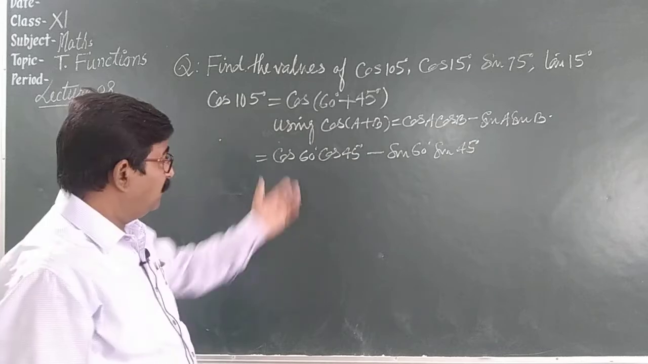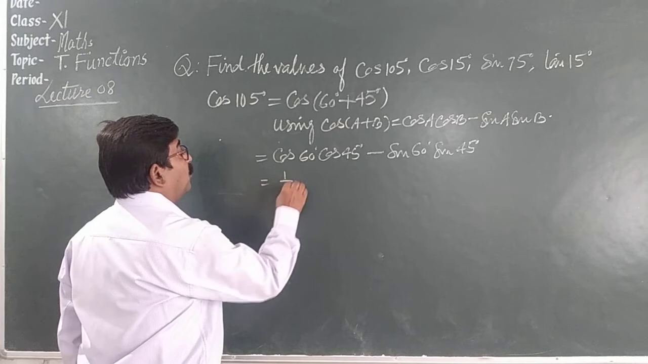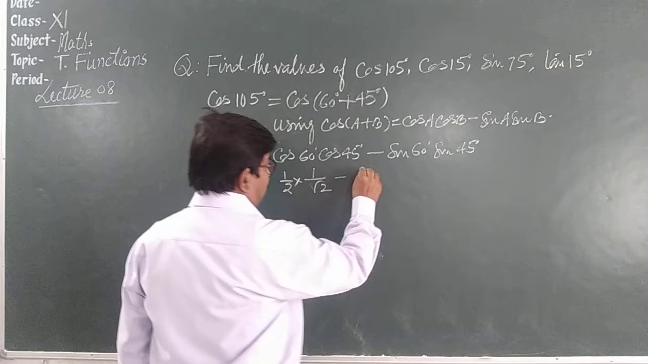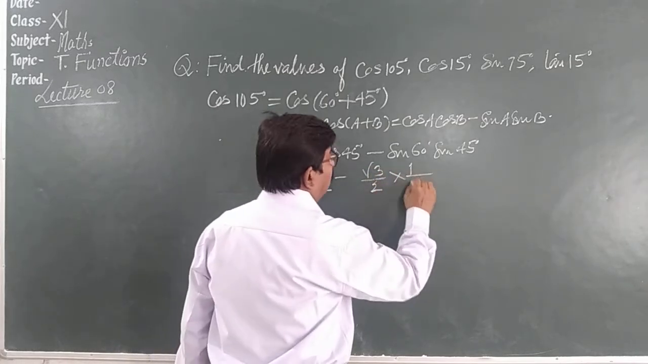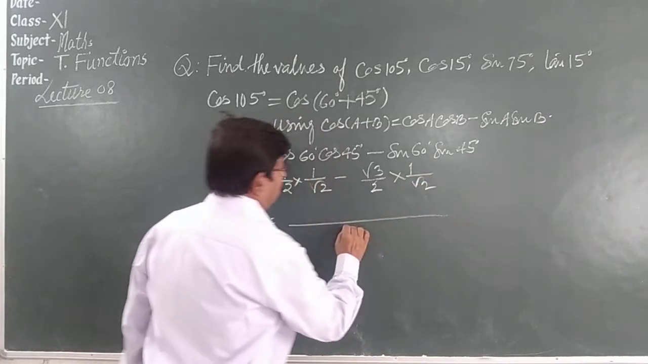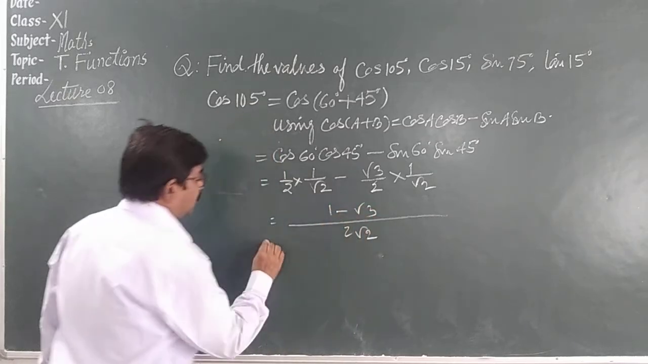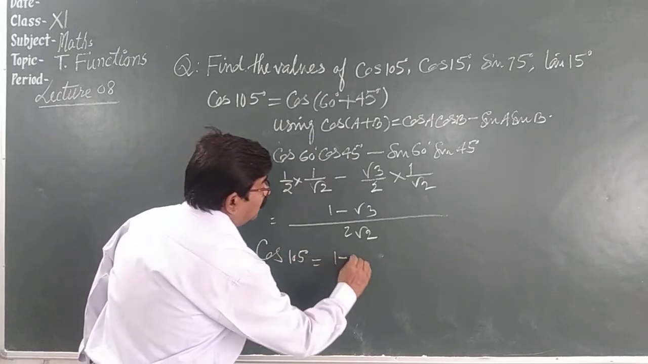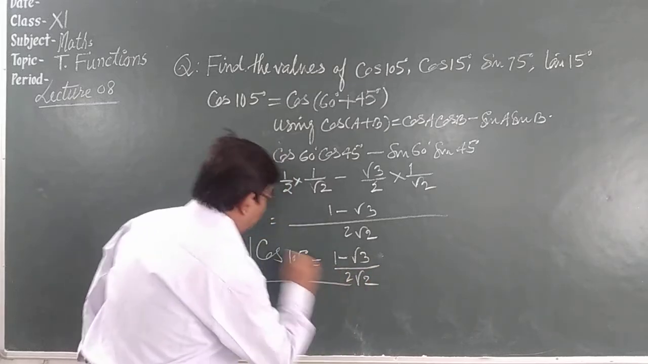Got it? Now every value you know. Cos 60 is 1 upon 2 into cos 45 is 1 upon root 2, minus sin 60 is root 3 upon 2 and sin 45 is 1 upon root 2. LCM is 2 root 2. So this is 1 minus root 3. So the answer is cos 105 degree is equal to 1 minus root 3 upon 2 root 2. This will be the value.